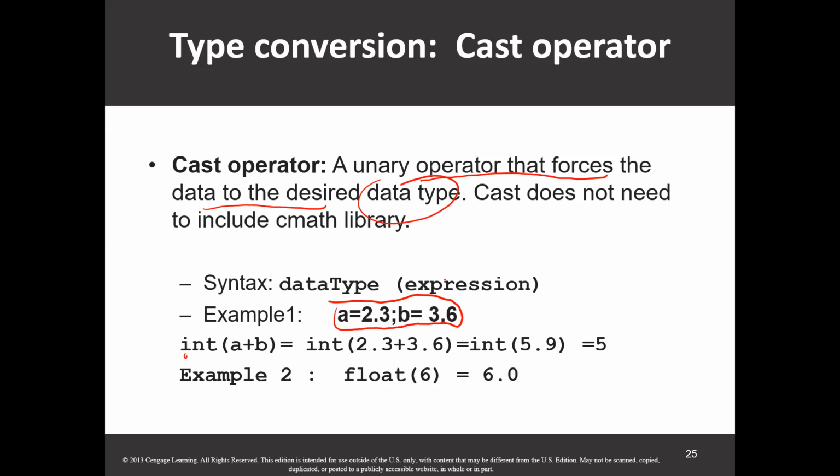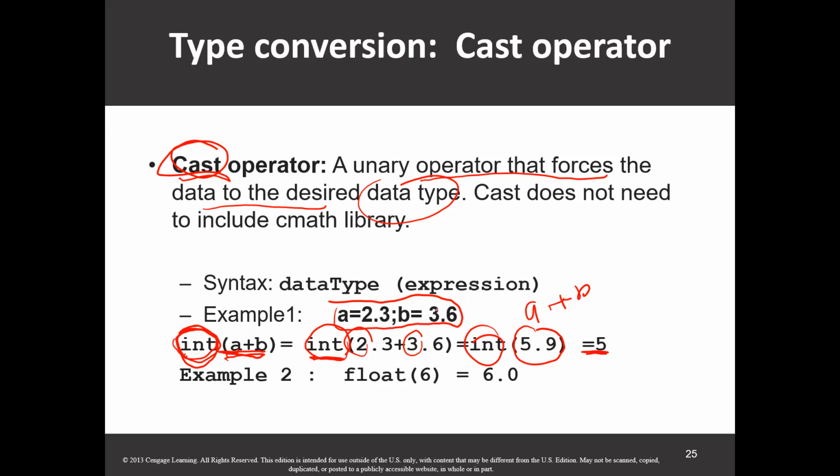Suppose I would like to find A plus B but I want the result to be an integer. What am I going to do? I'm going to use the cast operator. Cast to integer, and the thing you want to convert goes between brackets, A plus B, which are already double. But when you cast them into integer, what happens? It's as if I'm saying give me the result of 2.3 plus 3.6 as an integer. If you add them normally it's 5.9, but because I want the result to be an integer, it's going to be 5. This is the cast.